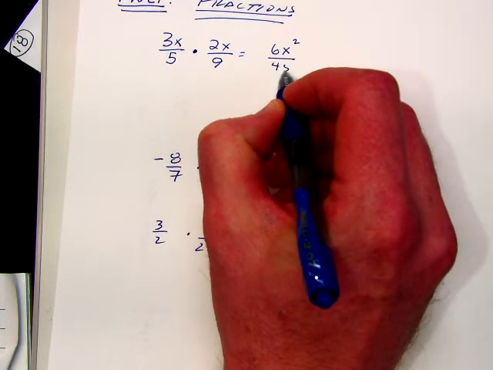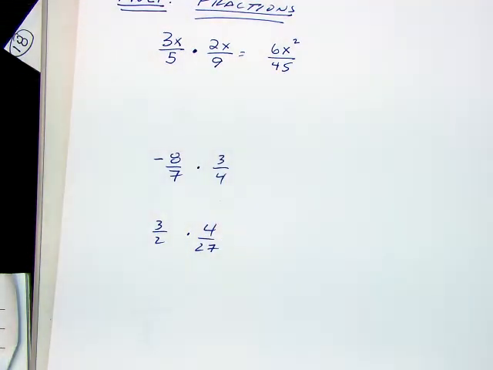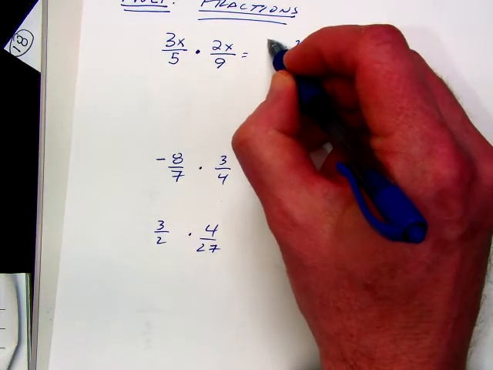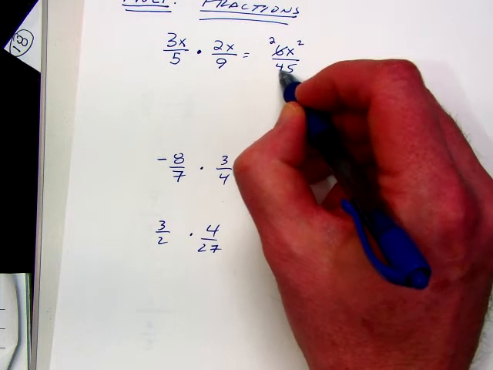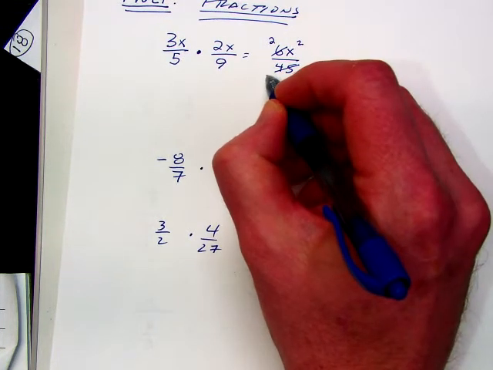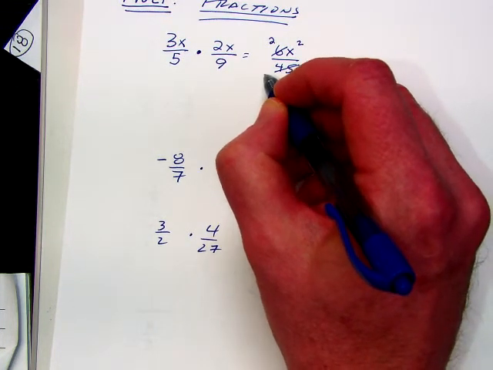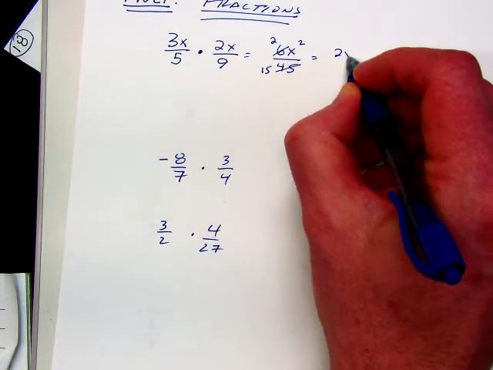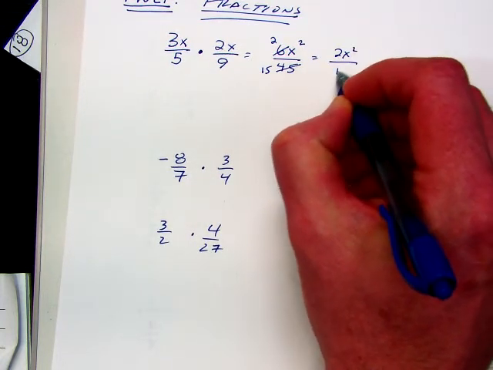But now I have to look at, does anything simplify? If you look at this, 3 divides both of those. 3 goes into 6 twice. 3 goes into 45, I believe, 15 times. So that really becomes 2x squared over 15.